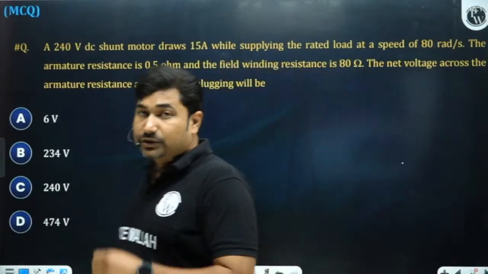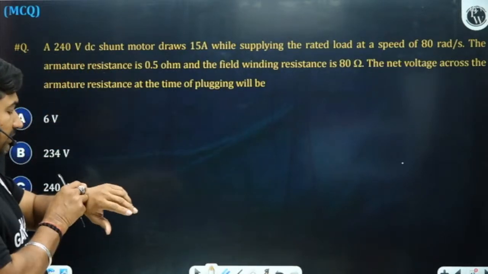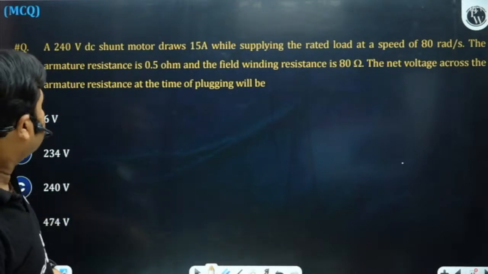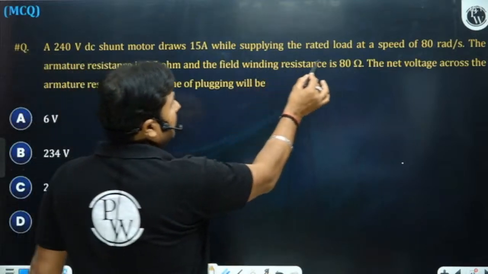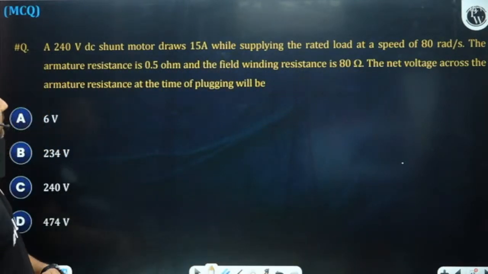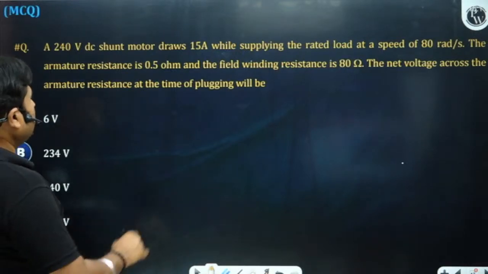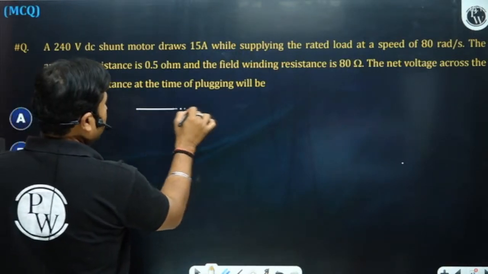Let's talk about one question based on the braking also. A 250 volt DC shunt motor draws 15 ampere while supplying rated load at a speed of 80 radian per second. The armature resistance is 0.5 ohm and the field winding resistance is 80 ohm. Net voltage across the armature resistance at the time of plugging is.